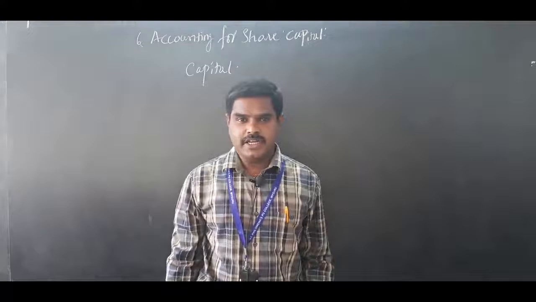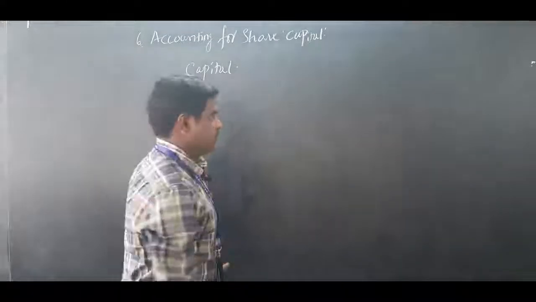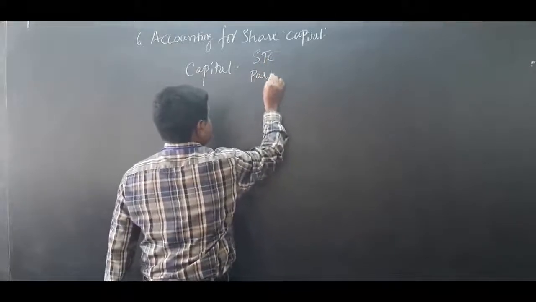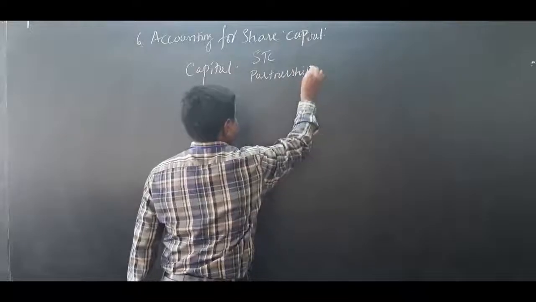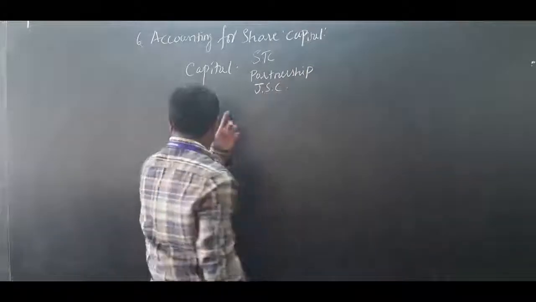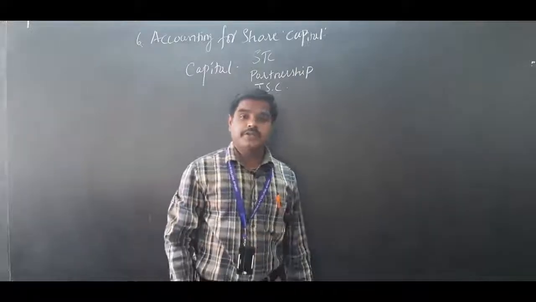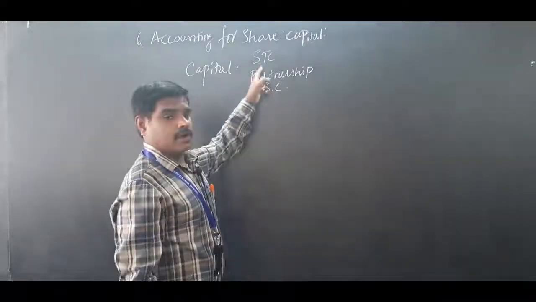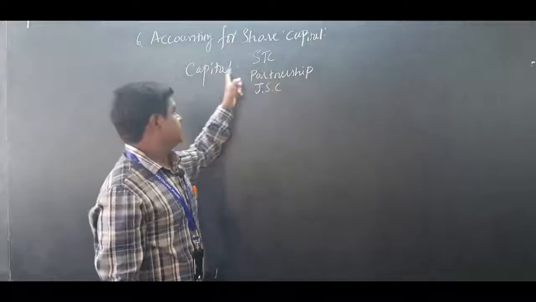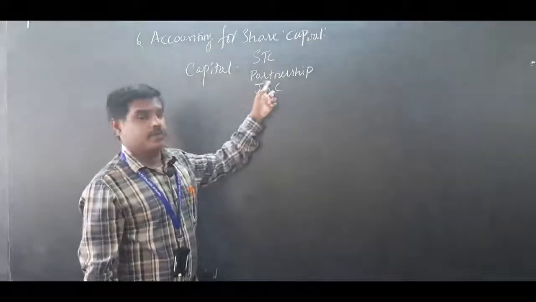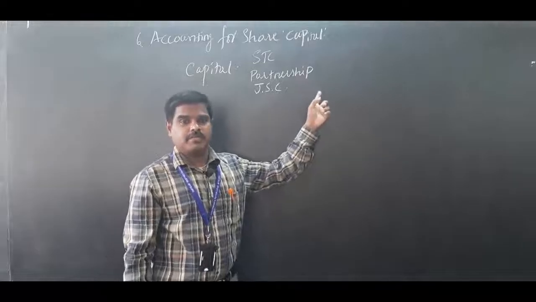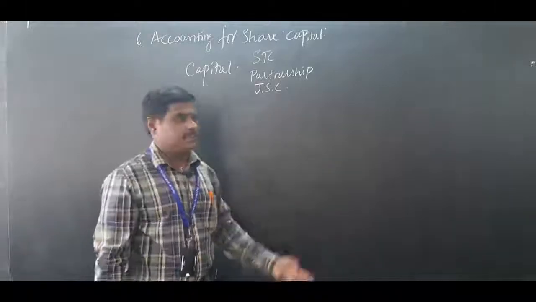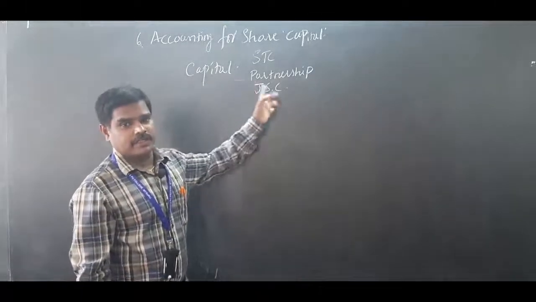In business studies you studied different forms of business ownership, that is called sole trading concern, then partnership, then joint stock company, multinational corporation, then cooperative society, Hindu undivided family. Money contributed by a sole trader to start his business is called capital. Money contributed by all the partners, whether an active partner or sleeping partner or any type of partner, to start a business is called capital in case of a partnership firm.